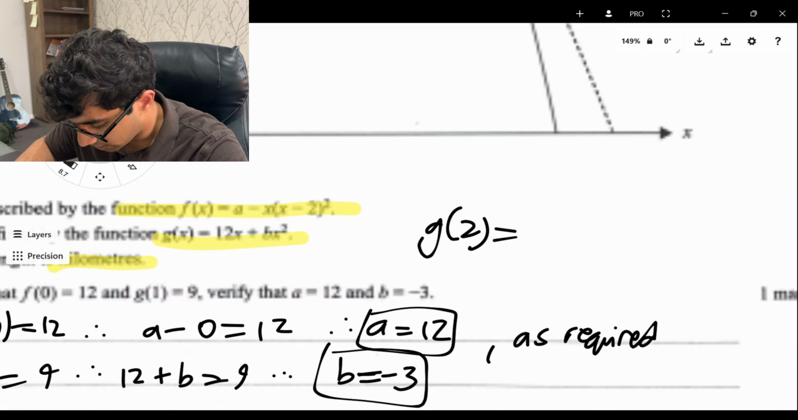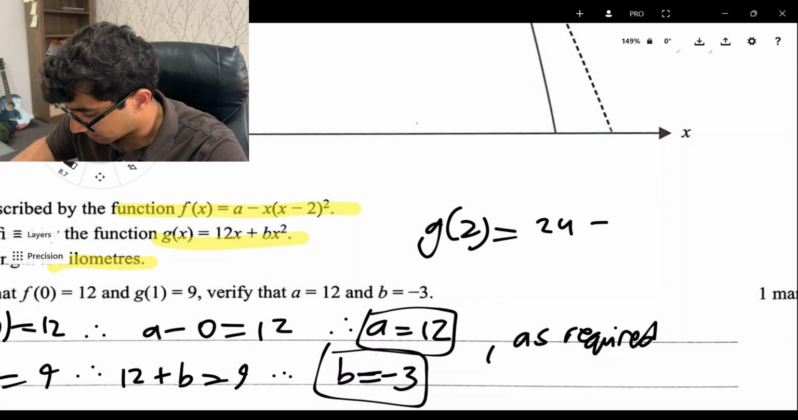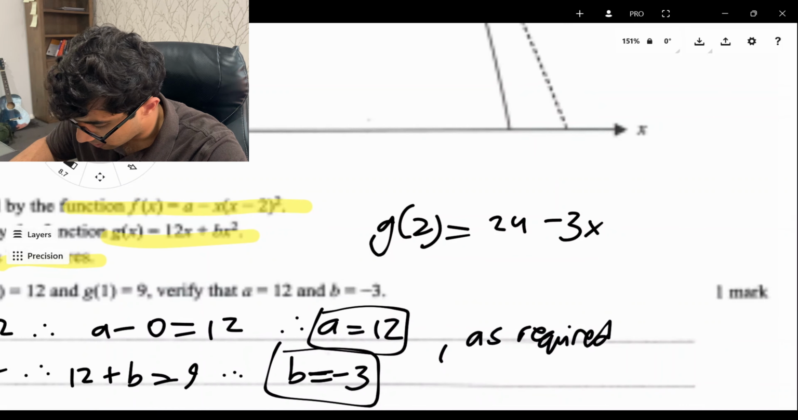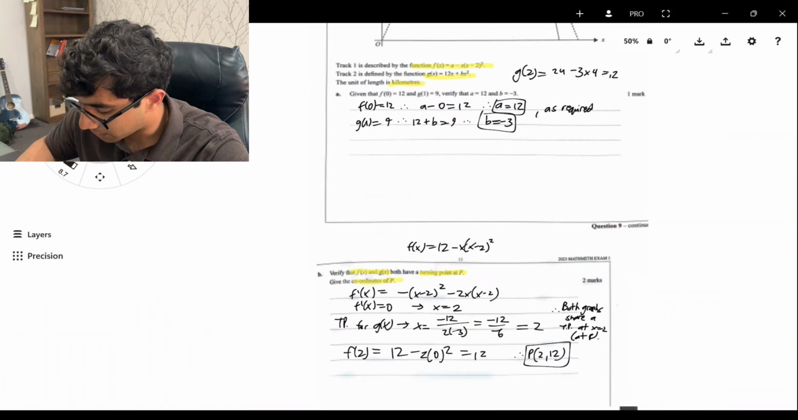G of 2 would equal 24 minus 3 times 2 squared, which would also give you 12. So yeah, I'm pretty confident with that one.